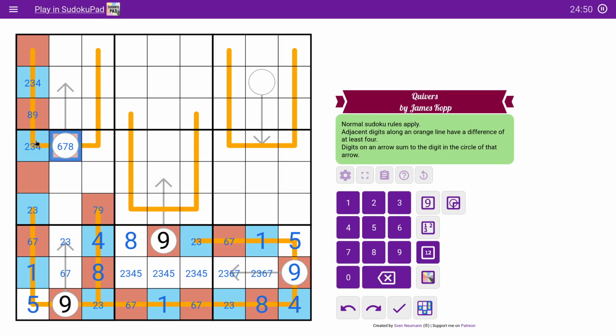Now if this is 8, we said before it cannot be 2, 6. It could be 3, 5, and it could be 1, 7.